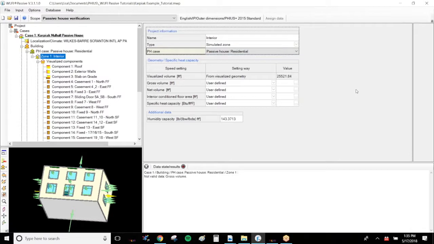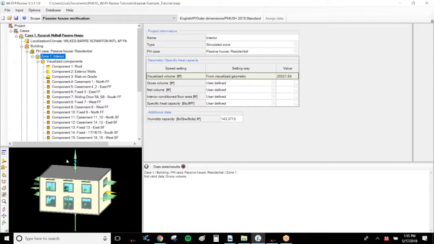Okay, so after we set that up, there's some specifics in geometry that we need to enter. So the first one you'll see here is the visualized volume, roughly 25,000 cubic feet. This comes in from the 3D geometry we've imported. So it's good to get a quick glimpse of this to ensure that it looks reasonable relative to what you were expecting for your building. If it's not reasonable, something with scale could be off. So that one is not a changeable value. That's just a reference value that shows you what the geometry of the imported model is.